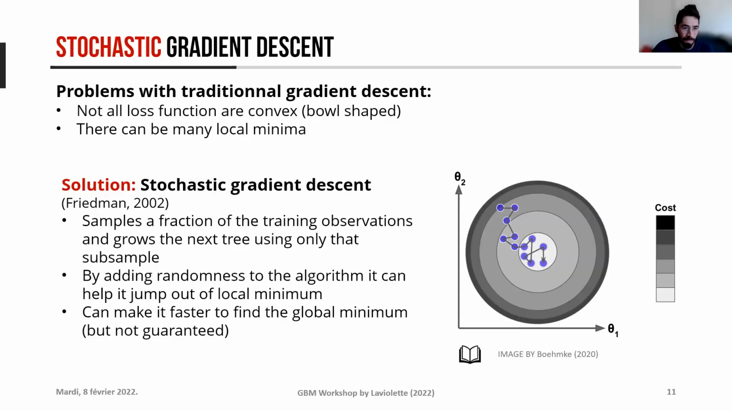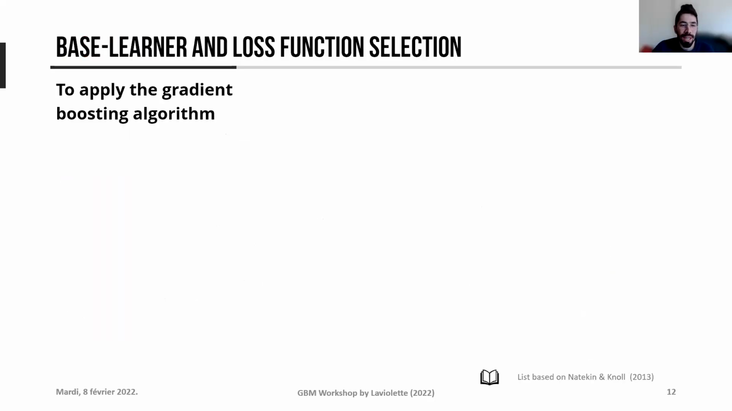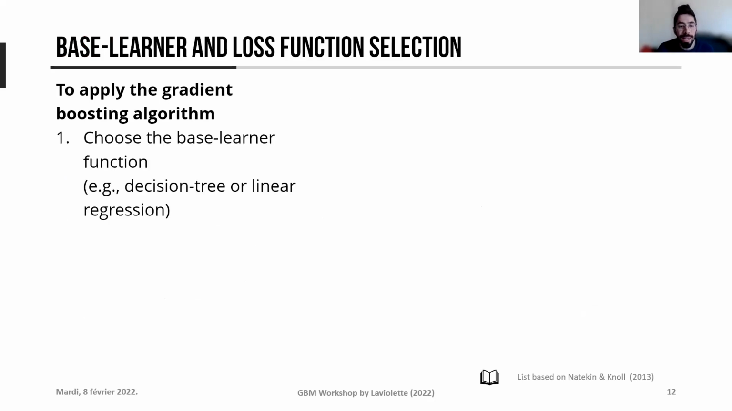Okay, so we get to the point where we apply this. How does it work? To run a gradient boosting algorithm, we first need to decide on the base learner function that we're going to optimize. As I said, the most common base learner model used in gradient boosting is the decision tree. Decision trees are very powerful on their own, and when combined in a sequential manner, they can become very, very powerful to explain our outcome variable.